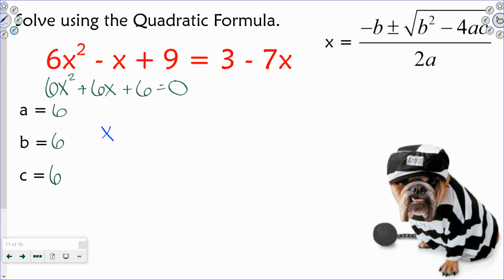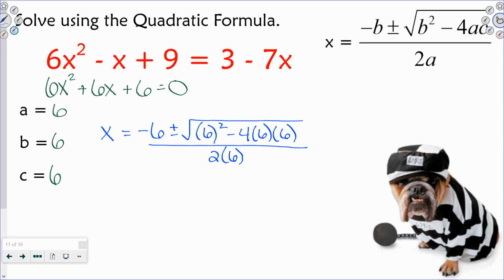All right, so here we go. So x equals negative b, so negative 6 plus or minus square root. Well, we know what we're plugging in, right? So 6 squared minus 4 times 6 times 6 all over 2 times 6. All right, so let's go ahead and check out what do we get underneath that radical. Negative what? 108, thank you. All over 12.